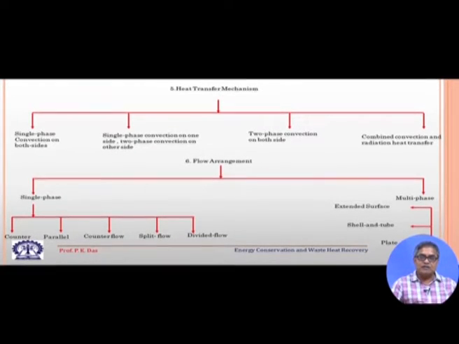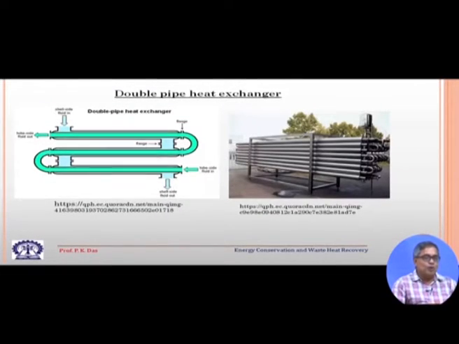Now, there are three main arrangements based on flow, that is counter flow, parallel flow, and cross current flow or cross flow. So, these we will see in detail as we proceed. Now, as I have told, I will show you some photographs and schematics of heat exchangers, so that you can form an idea how they look.